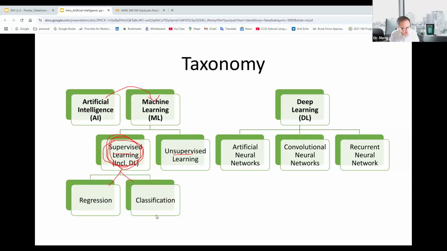There is another thing called classification. Classification means you have only a few values. They're discrete values. For example, cat or dog. Either cat or dog. There's no third way. It's not like half dog, half cat. You can't say that, right?